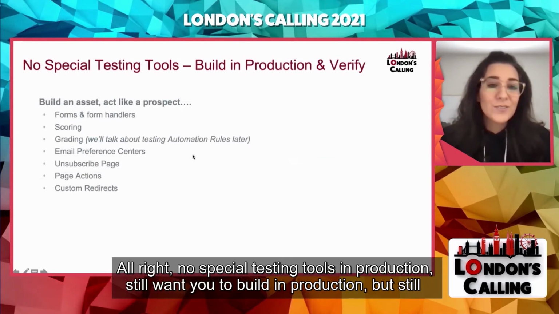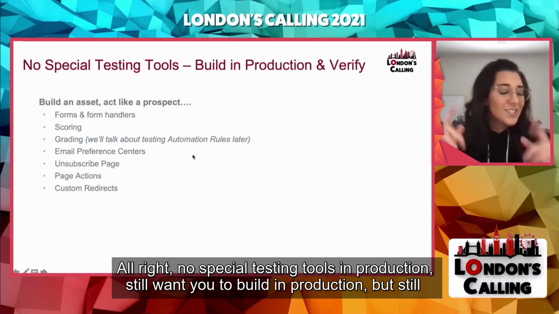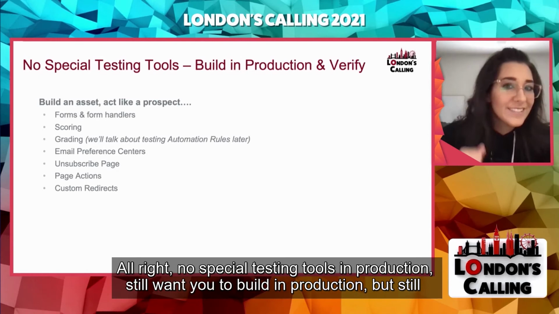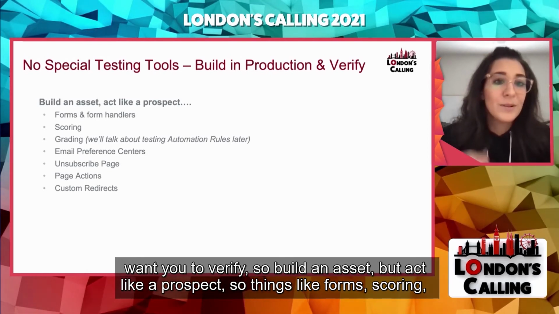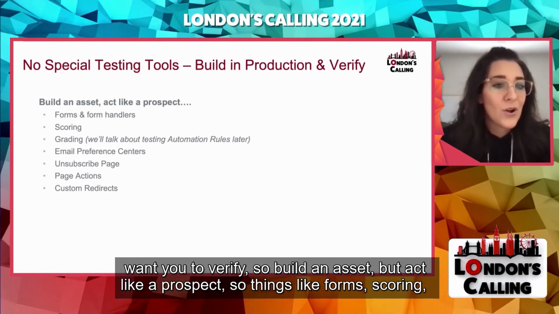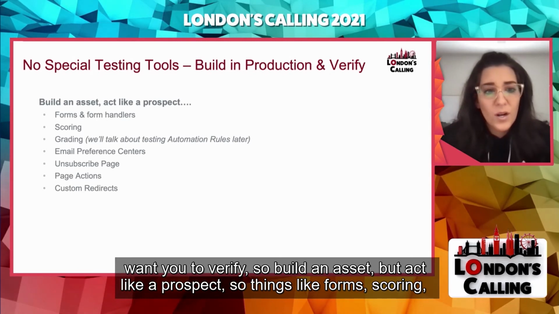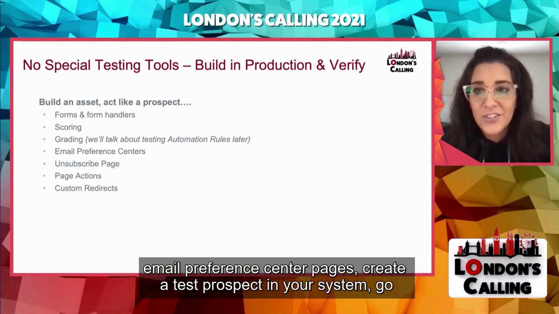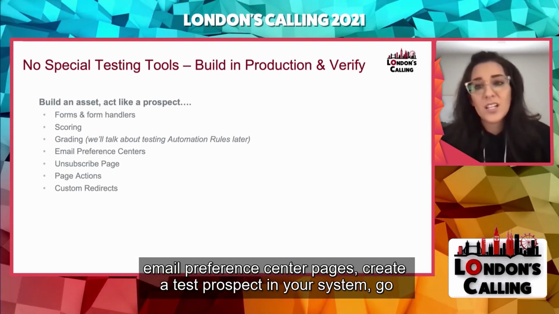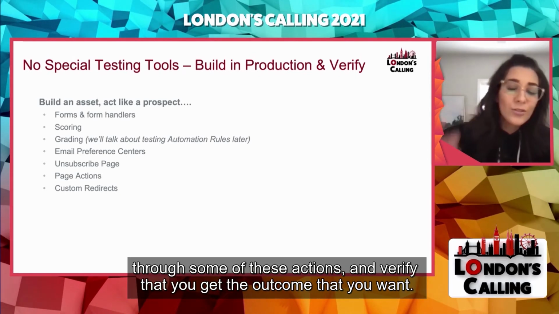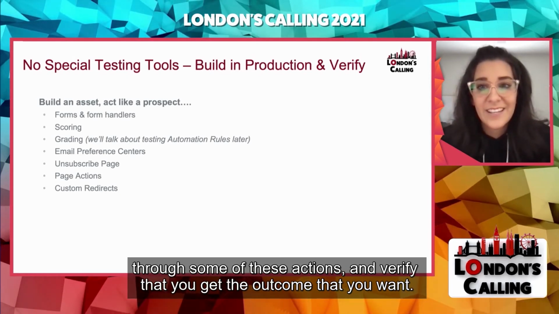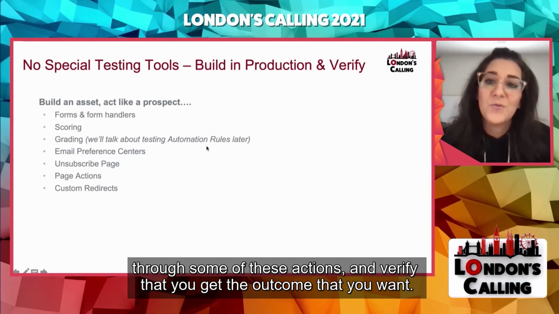All right, no special testing tools in production. Still want you to build in production, but still want you to verify. So build an asset, but act like a prospect. So things like forms, scoring, email preference center pages. Create a test prospect in your system, go through some of these actions, and verify that you get the outcome that you want.